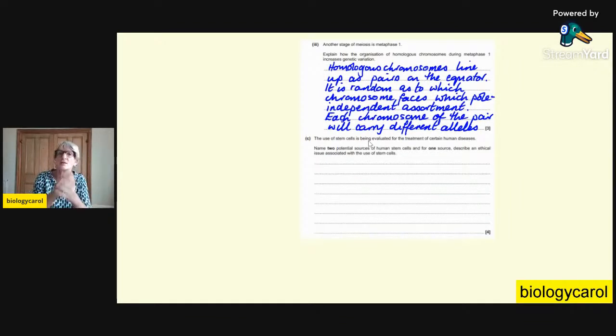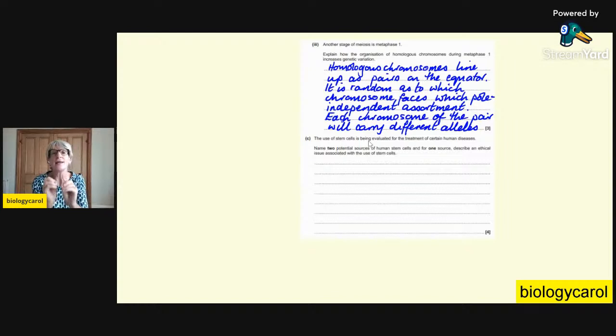So notice that I make separate points in separate sentences. I try and keep my sentences reasonably short because that tends to make your answer more clear. So homologous chromosomes line up as pairs on the equator. It is random as to which chromosome faces which pole.